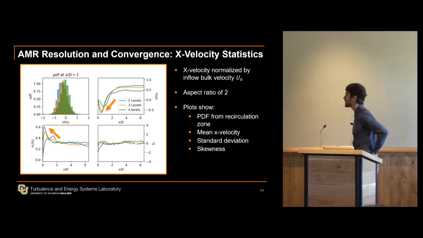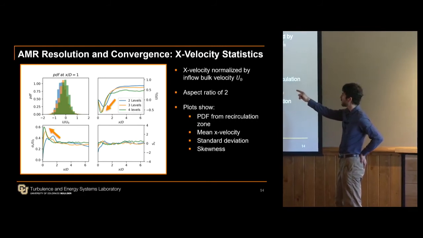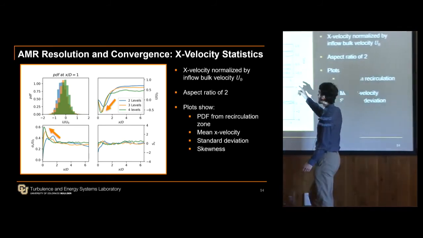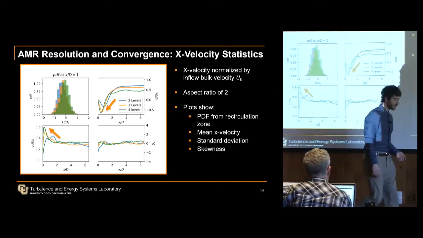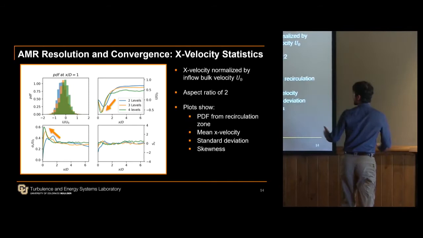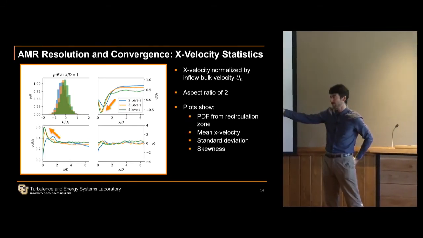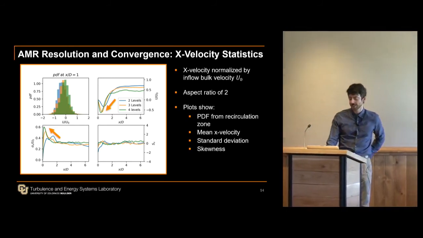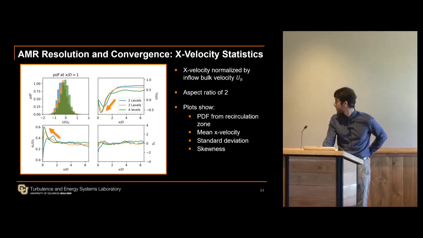We have a probability density function in the upper left taken from that recirculation zone. We have mean velocities, standard deviation, and skewness. You can see, like I mentioned, this recirculation zone, which is represented by negative velocities relative to the inflow, is shortened for those 3 and 4 level cases. And for the higher refinement as well, those 3 and 4 level cases, we see a higher standard deviation. We're still collecting more data to try and converge these statistics more fully, but these are the trends that we're seeing so far.